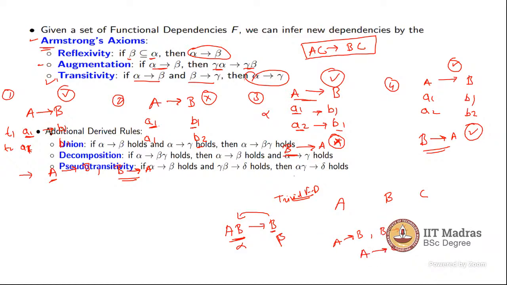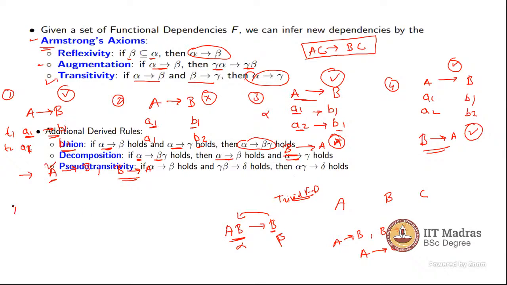Now there are some additional derived rules. The first is union. If alpha determines beta holds and alpha determines gamma holds, then alpha determines beta gamma also. In decomposition, it is a similar thing. If alpha is determining beta gamma, then alpha is determining beta and it also determines gamma. Same for pseudo transitivity.